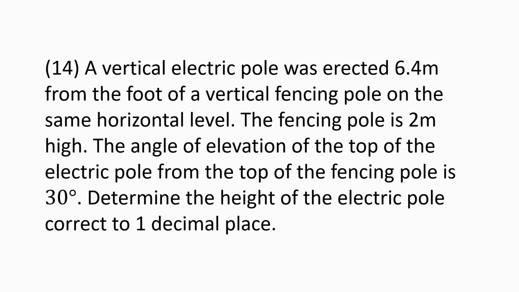Question 14. A vertical electric pole was erected 6.4 meters from the foot of a vertical fencing pole on the same horizontal level. The fencing pole is 2 meters high. The angle of elevation of the top of the electric pole from the top of the fencing pole is 30 degrees. Determine the height of the electric pole correct to one decimal place.